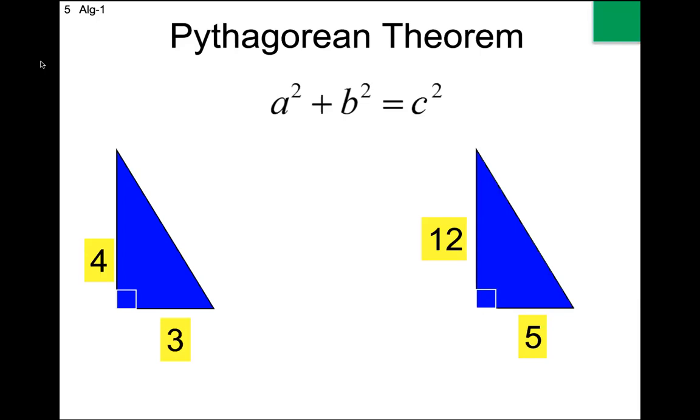All right, the one on the left there. As always, I would absolutely 100% find the hypotenuse first. The other two sides are your legs. So the missing side here is your C value. 4 squared plus 3 squared.